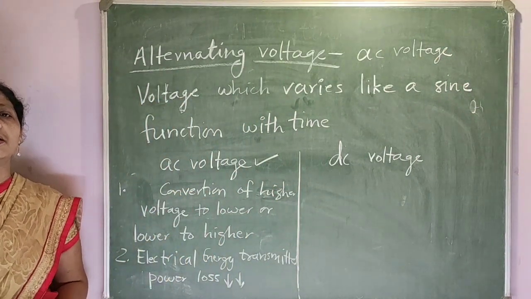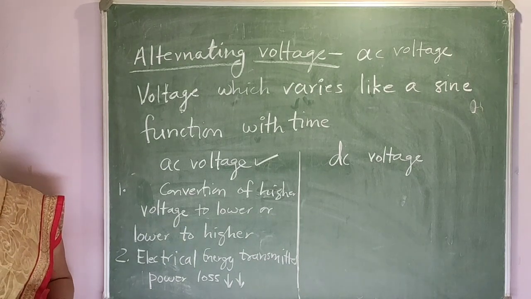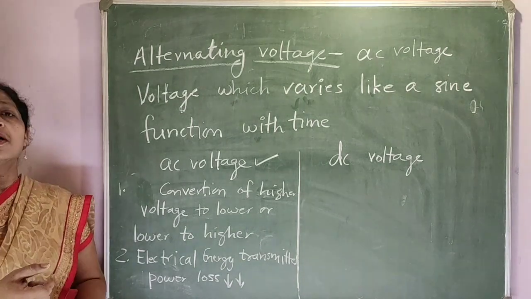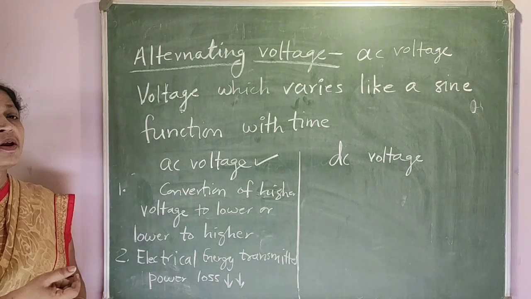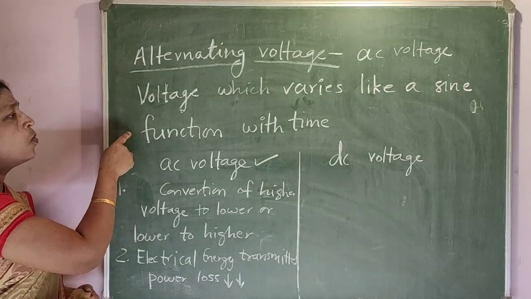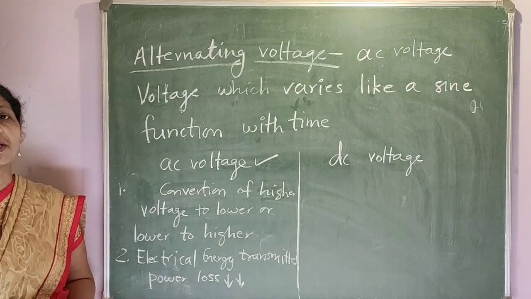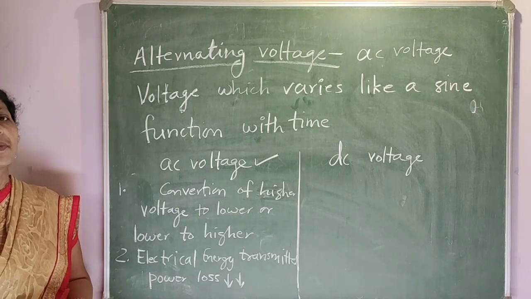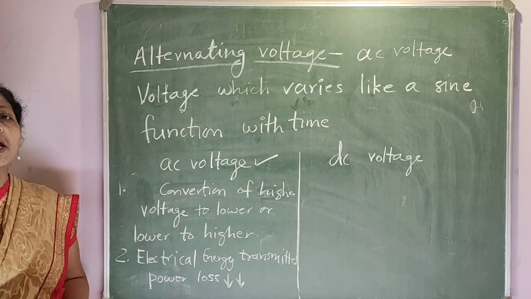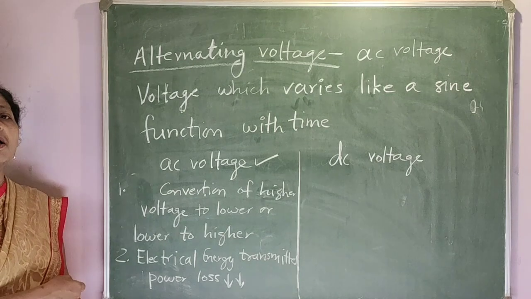Alternating voltage we can see everywhere, in your own house or shops, industries, commercial complexes, everywhere we have AC voltage. So what is AC voltage? A voltage which varies sinusoidally, like a sine function, with time is called an AC voltage. Or you can say a voltage which varies with time is an AC voltage.